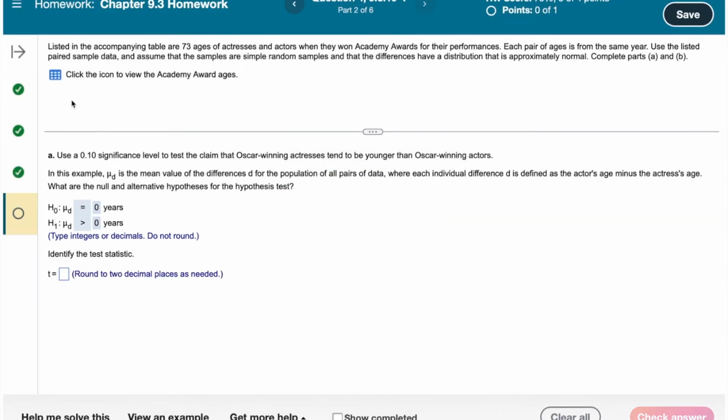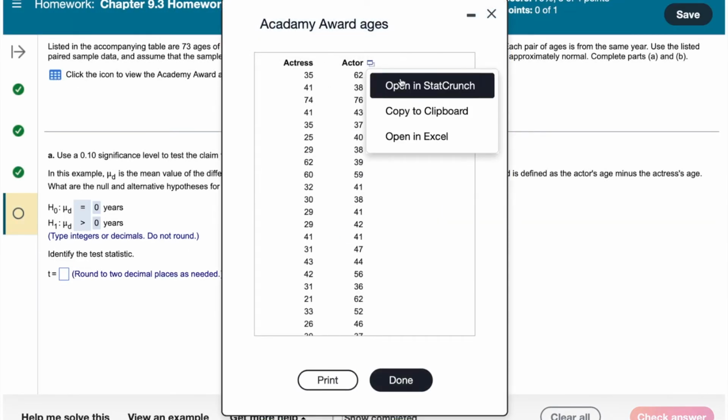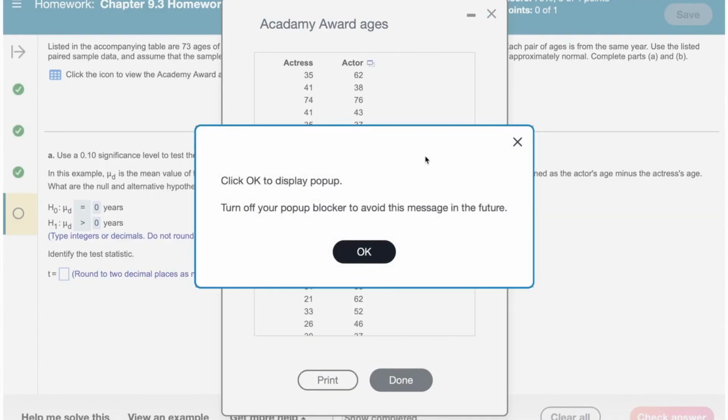Okay. Now we're going to identify the test statistic, and let's see how StatCrunch can do this. Now, why haven't we been using StatCrunch at all? Well, because, again, you only get a graphing calculator, not StatCrunch, on your exam. Uh-oh.